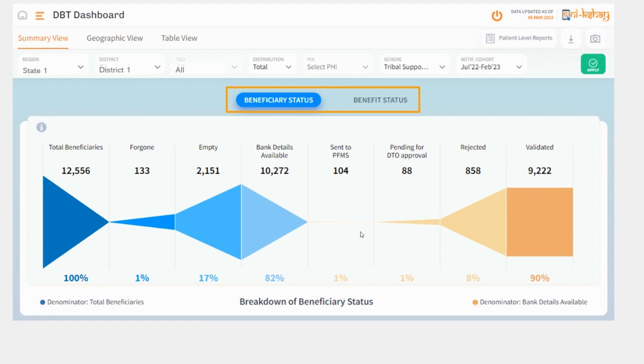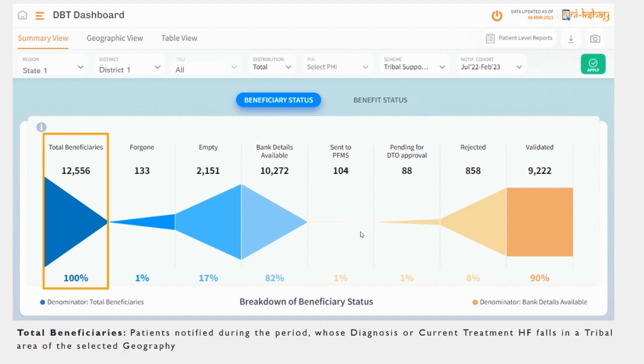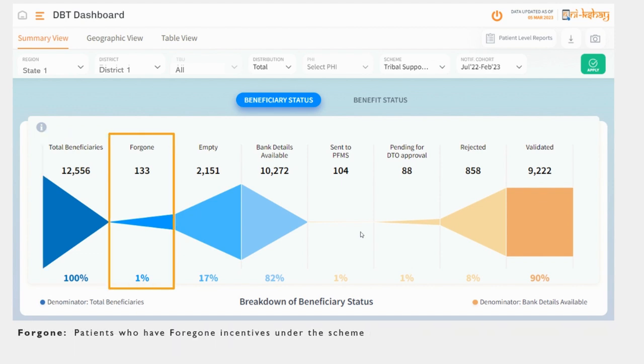Let us understand the various indicators in the beneficiary status funnel chart. In the selected district, there are a total of 12,556 beneficiaries or patients notified during the period, whose diagnosis or current treatment health facility falls in a tribal area. There are 133 patients who have foregone incentives under the scheme.